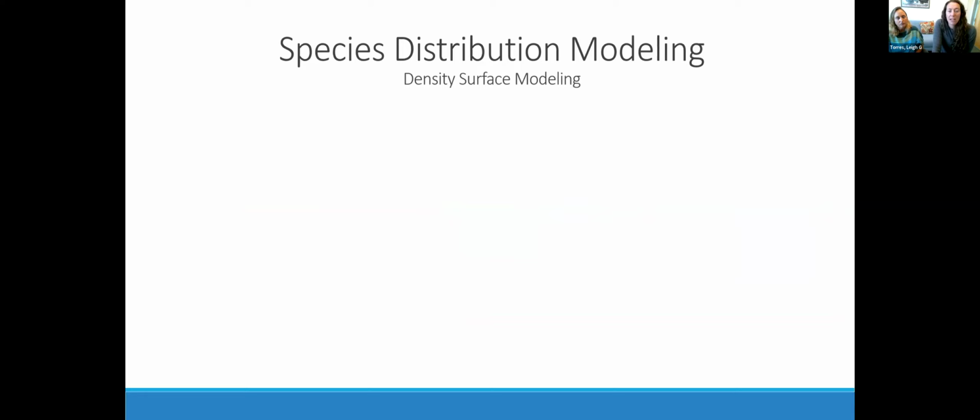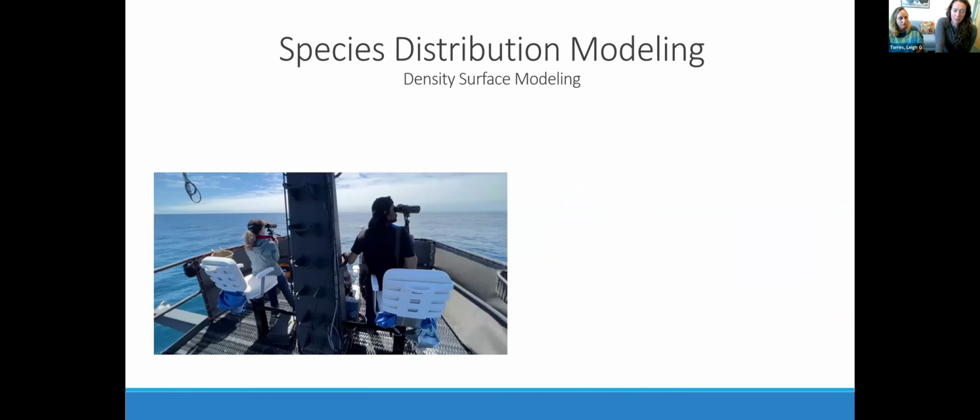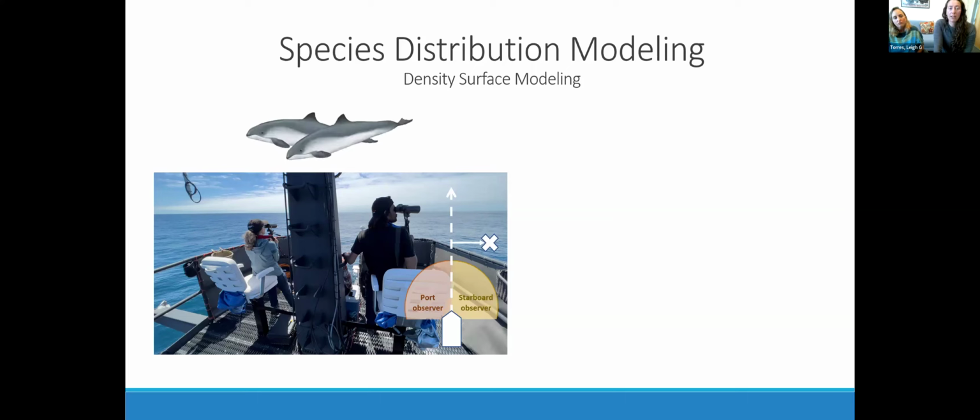Now, a bit more of a nuance is that a special flavor of species distribution models that we rely on is density surface modeling. And Leigh touched on this before. If you have some observers going along this track line, this is a picture from the crow's nest of the Pacific Storm, we have a port and a starboard observer, and they're looking for animals. When they see one, they make an observation and measure the distance through distance sampling. But you can imagine that if you're looking for a little animal like these harbor porpoises, you're really looking for something more like this, and that's on a really good day.